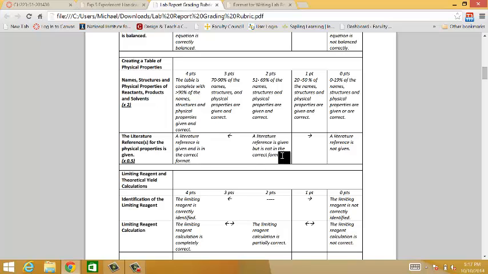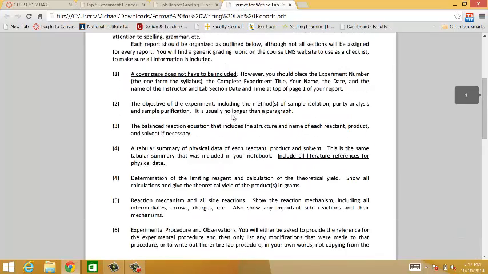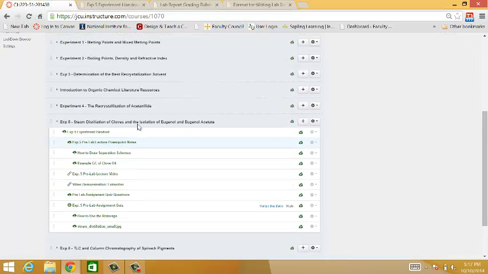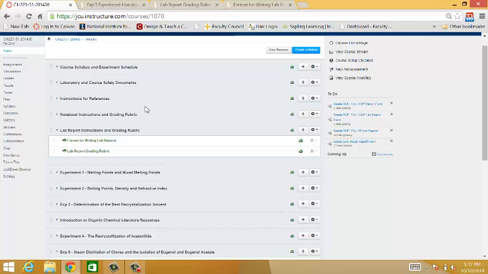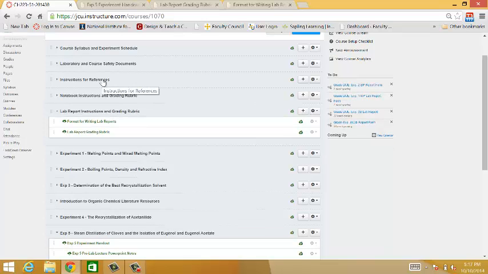It's correct but not in the correct format. Let's go to the format and just see if I stuck this. No, I didn't, because it's in its own separate page. So, since this is on the fly, let's go find the correct formatting for references. Here, no. Instructions for references.